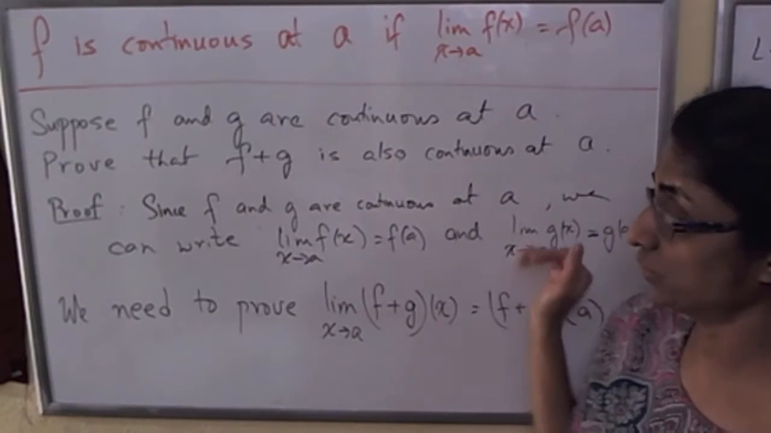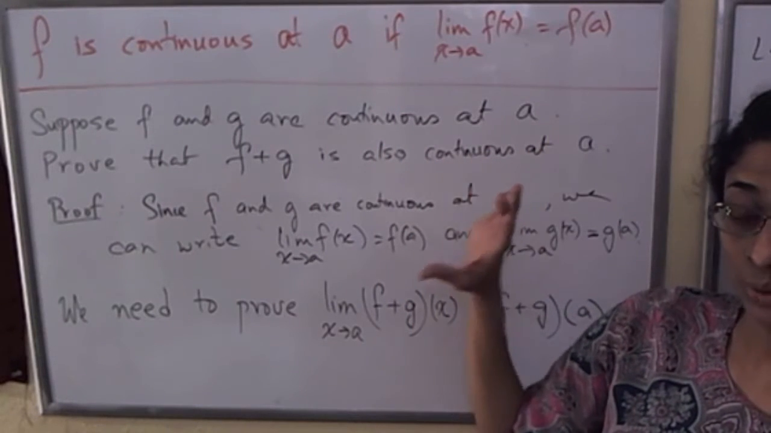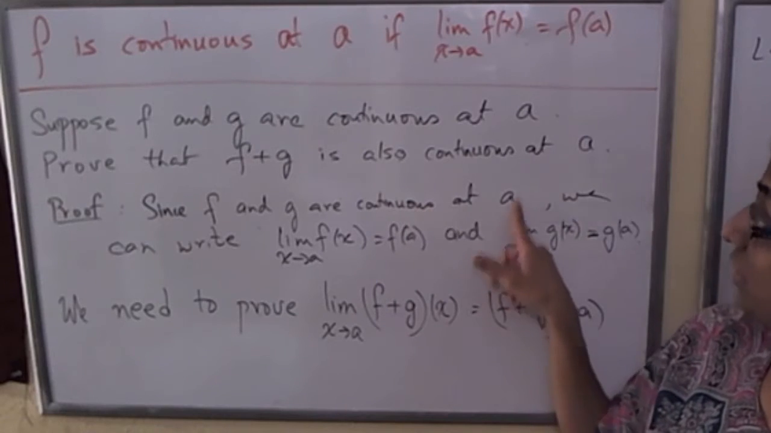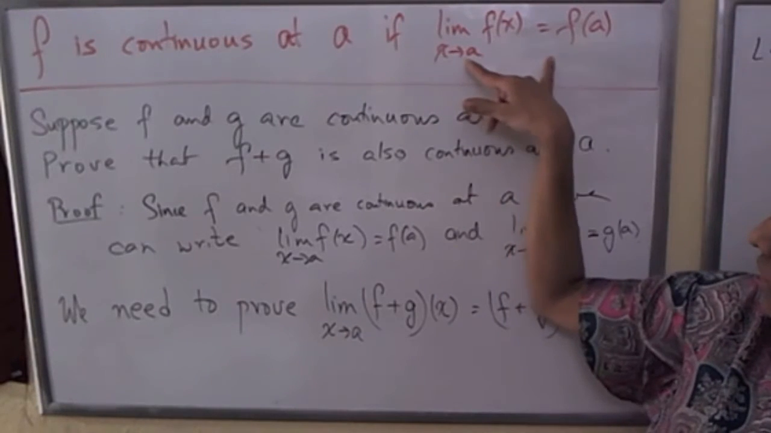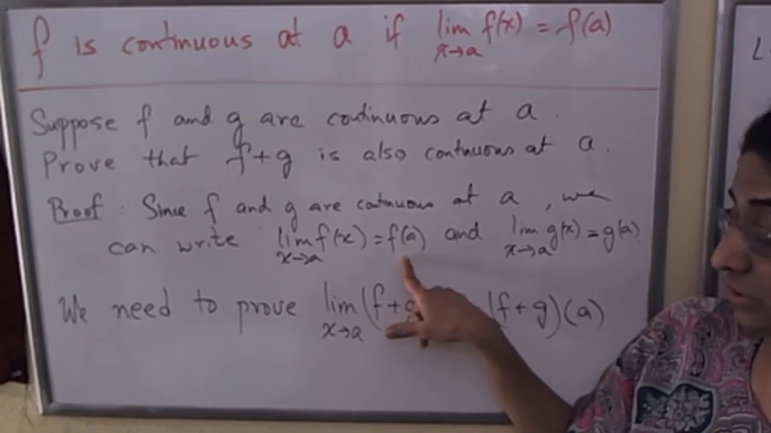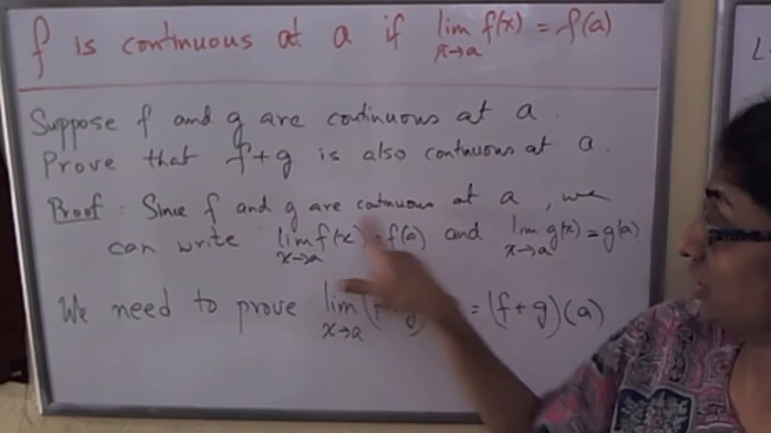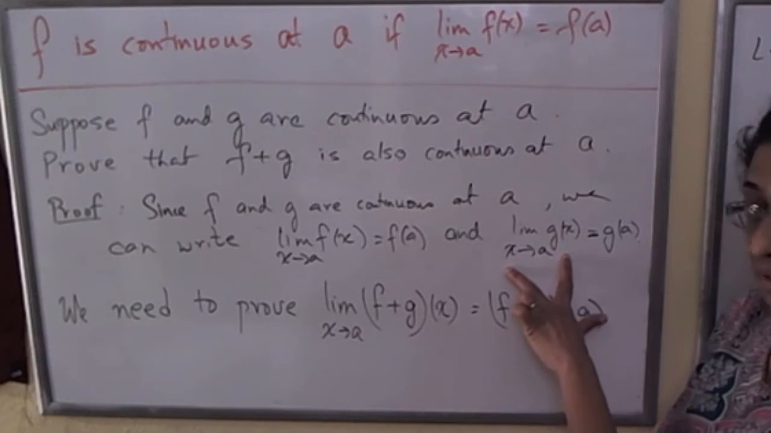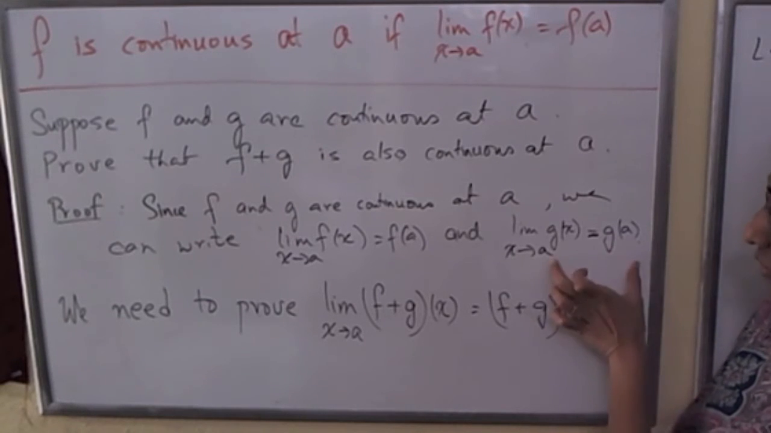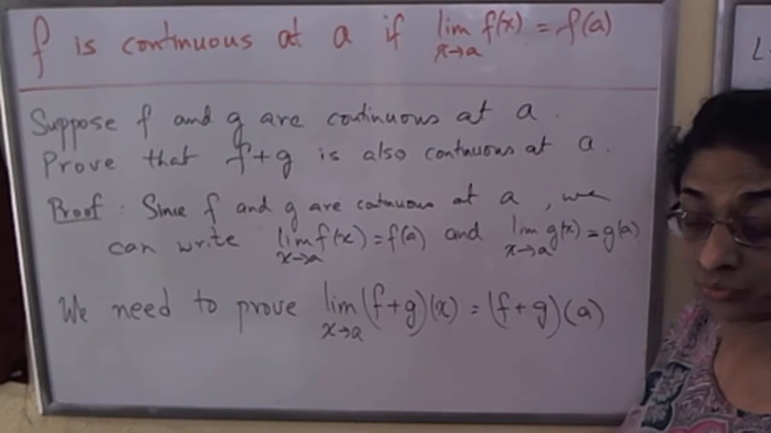So this is how we proceed. We are given f and g are continuous at a. We translate that information into, since f and g are continuous at a, that really means this statement is true. The two-sided limit equals the functional value. That's the statement about f. And g is continuous means this two-sided limit is exactly equal to that functional value. So this is given to us. We can use it anytime we want in our proof.